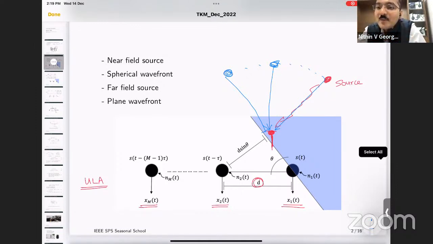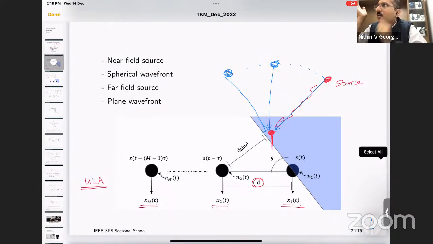Now what has happened? Now my brain is able to understand that there is one signal which is coming, but the magnitude of the signals is different at both my ears.